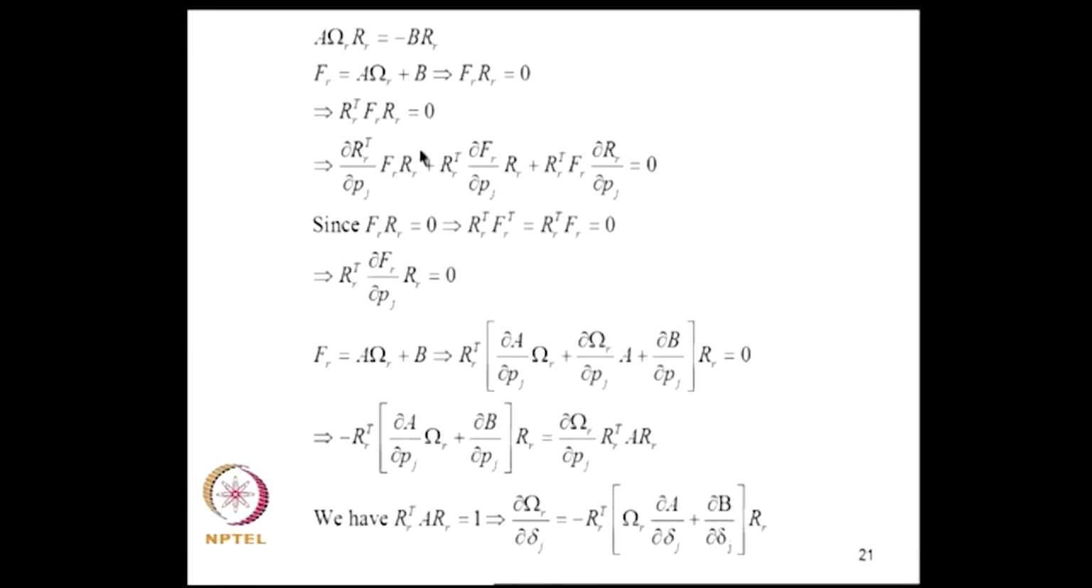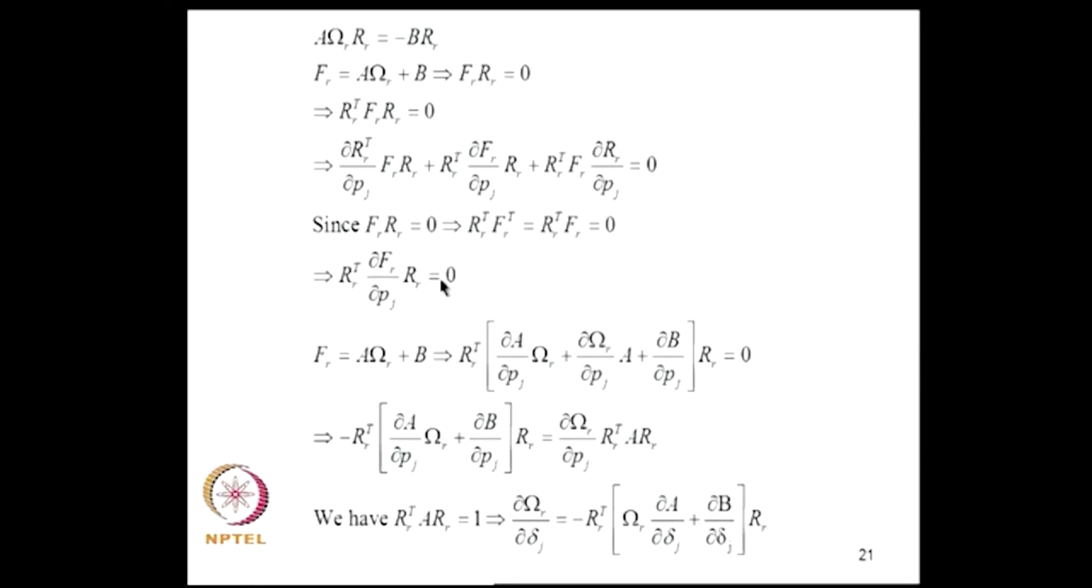Suppose you consider the rth eigenvalue, the governing equation will be A omega r, R is minus B r. So I will write Fr as A omega r plus B, that is Fr, that leads to Fr into Rr equal to 0. So I will pre-multiply by Rr transpose and write this. I differentiate this with respect to Pj and use the fact that this is 0, therefore these are also 0, and I get this equation.